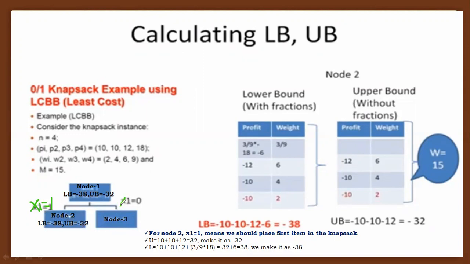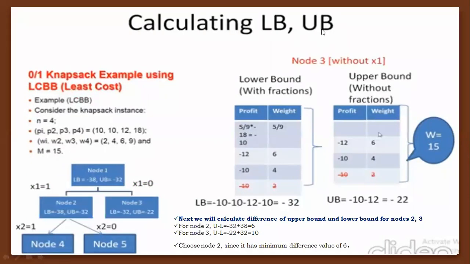When I consider that the first item is not to be selected, x1 equals 0, that means item 1 is not placed into the knapsack. In that case, the lower bound and upper bound values are to be changed. Now let us see how the lower bound and upper bound values of node 3 will be changed. We will discuss in the next slide.